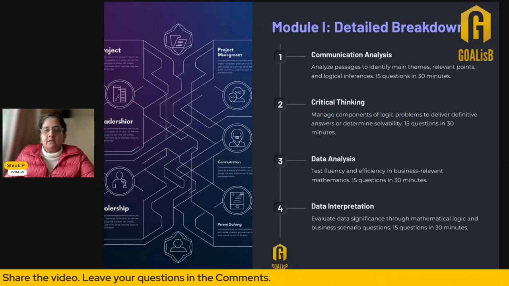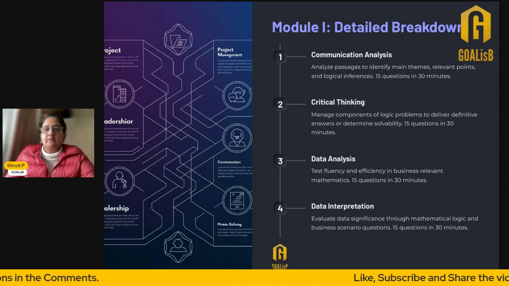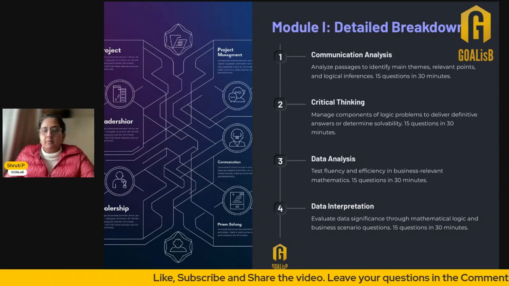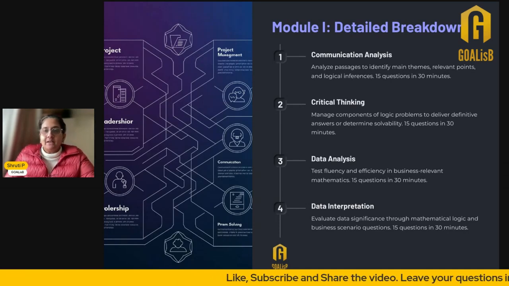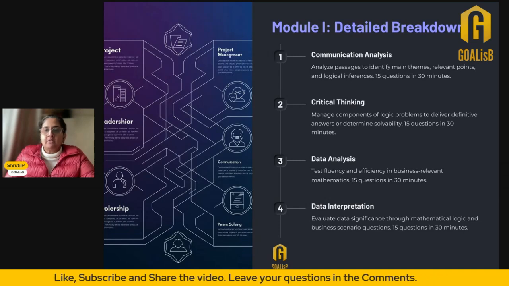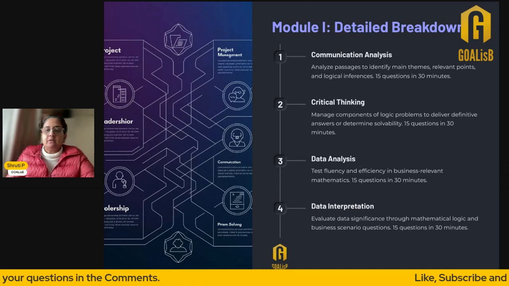The communications analysis section will have 15 questions, 30 minutes. Then you will have critical thinking, which is also a part of the verbal skills that will be assessed. This is very close to the critical reasoning or logical thinking questions that you get. For this as well, you will have 15 questions to be addressed in 30 minutes. Now comes the data analysis section. Data analysis and data interpretation will have 15 questions each to be answered in 30 minutes.